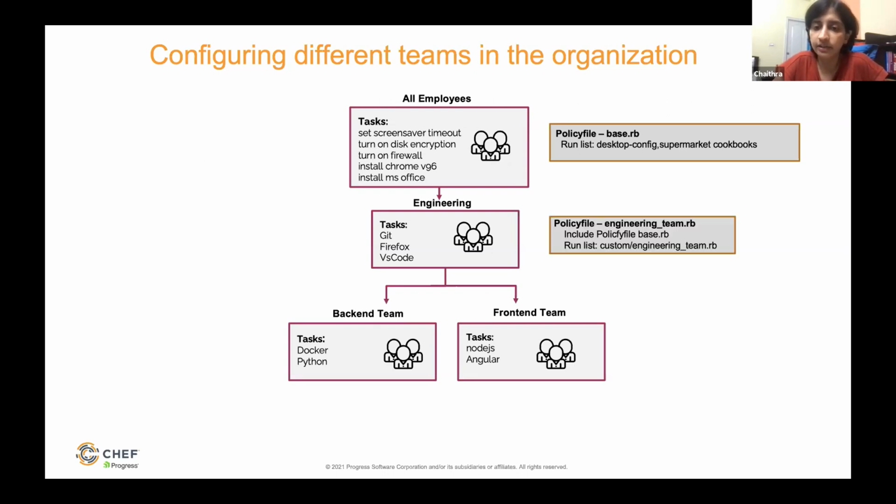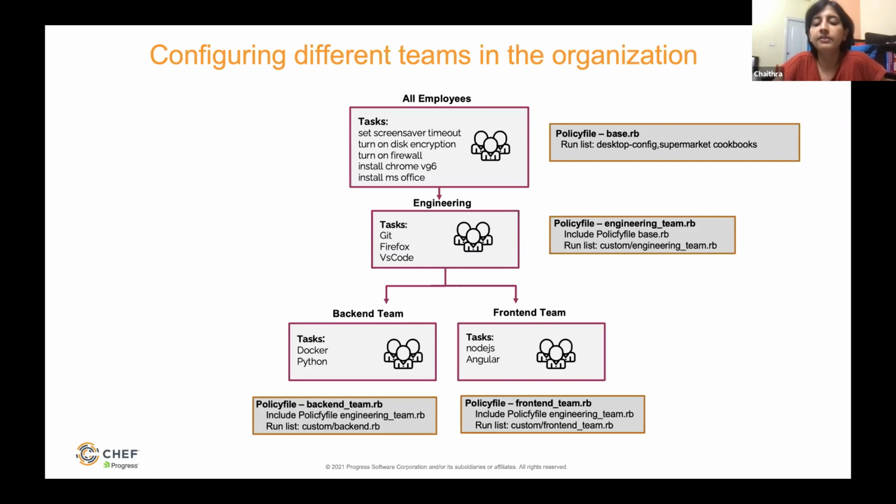And then you would have a policy file for the engineering team, which would include the policy file for the base team, plus run the engineering team recipe, right? And then similarly for the backend and front-end team, it would include the backend team policy file, and the front-end team policy file would include the policy file for engineering team, plus backend specific configuration recipe and front-end specific configuration recipe. So you can see here in this example, right, there is a lot of things that you can reuse.